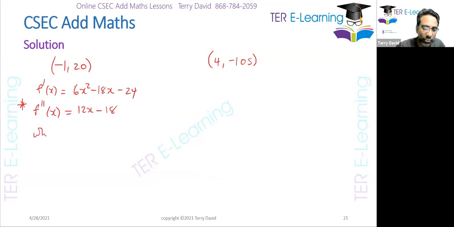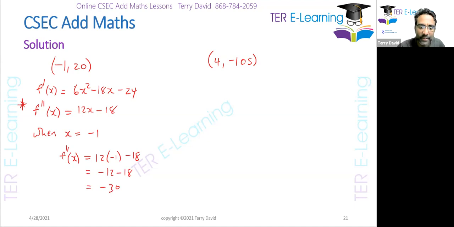So when x is equal to minus 1, f double prime, my second differential, is going to be 12 multiplied by minus 1, minus 18. 12 by minus 1 is minus 12, minus 18, and this gives me minus 30. The fact that this number is negative tells me that this point is a maximum. That's something you need to know: when d2y dx squared is negative, then that stationary point is a maximum.